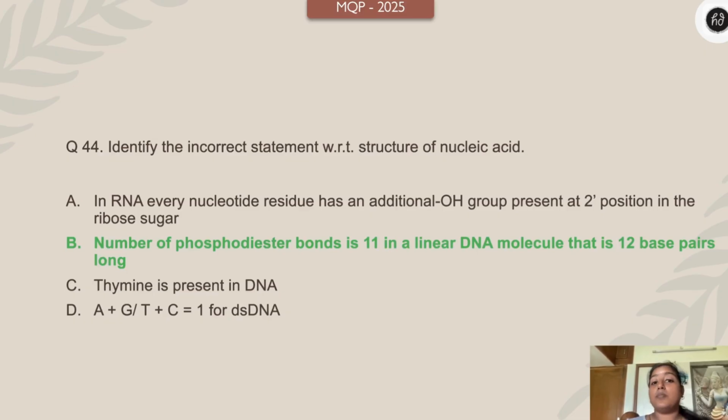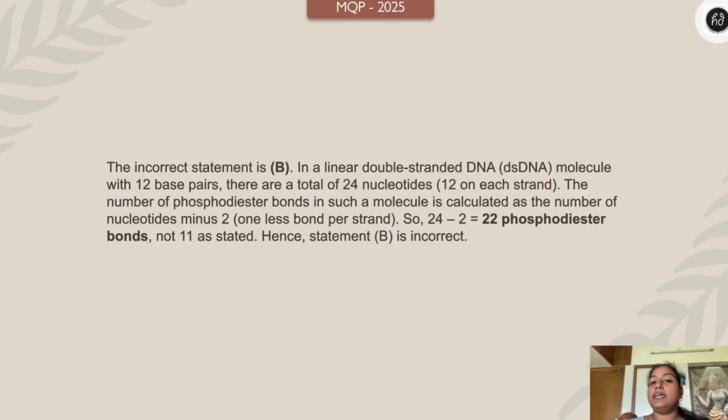Number of phosphodiester bonds is 11 in a linear DNA molecule that is 12 base pairs long, they are saying. So children, there is a small formula which you have to remember. First of all, in a linear double stranded DNA with 12 base pairs, the number of nucleotides is going to be 24, 12 on each strand. So 12 into 2, 24 nucleotides. The number of phosphodiester bonds in such a molecule is calculated as the number of nucleotides minus 2, one bond less per strand. There are 2 strands, so you subtract 1 in each strand, which means 2 for 2 strands. So 24 minus 2 is equal to 22 phosphodiester bonds, and it is not 11. That is why it is the incorrect option. Others are true with respect to nucleic acid.